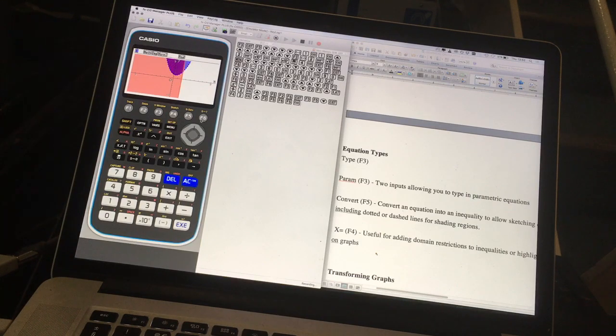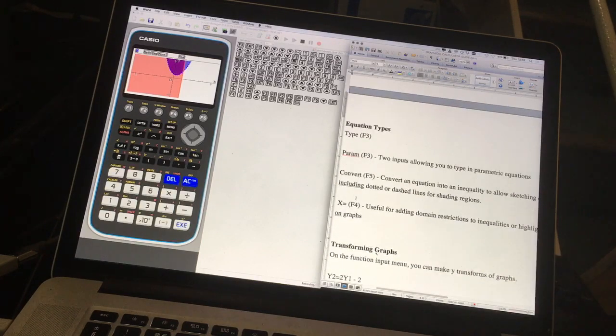Click modify. Click convert, not modify. Type, then convert. Okay. Yeah. So type, then convert. There we go. Highlight it, then click F3 for type, and then click F5 for convert. And then you just scroll down.